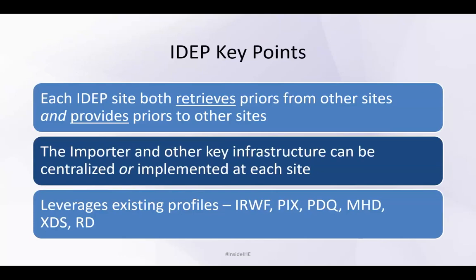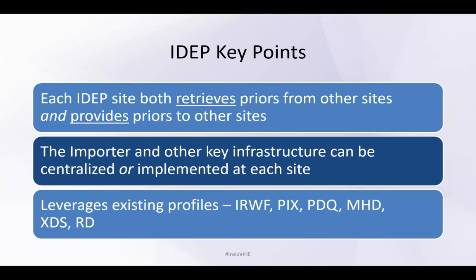So a couple of other key points. In IDEP, it's expected that any site participating in IDEP will participate in both sides of it. So a site will not only initiate the retrieval of priors from other sites, but they'll provide priors to each site. So in any given transaction, a single image manager acts as either a local image manager or a remote image manager, but then they will swap roles in other transactions as well. The importer and other key infrastructure pieces can be centralized. You could have one importer that all the local hospitals are tying into, or you could have that implemented at each site and just functioning independently, although essentially doing the same thing.